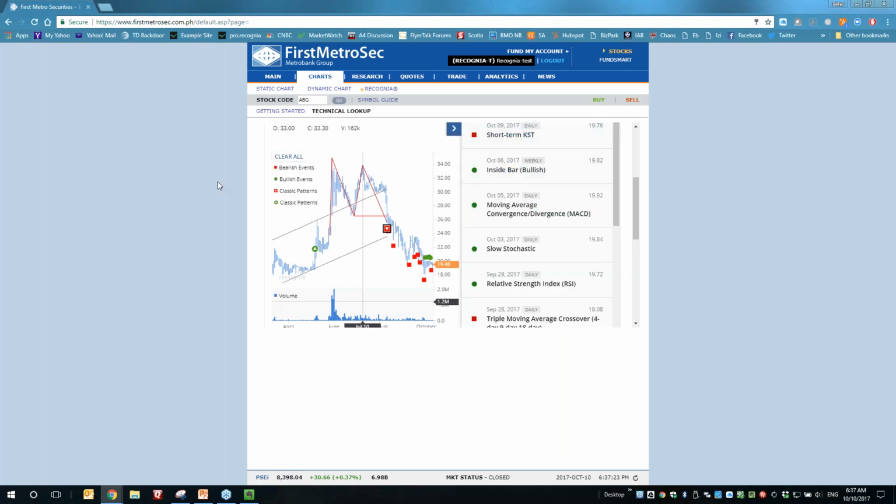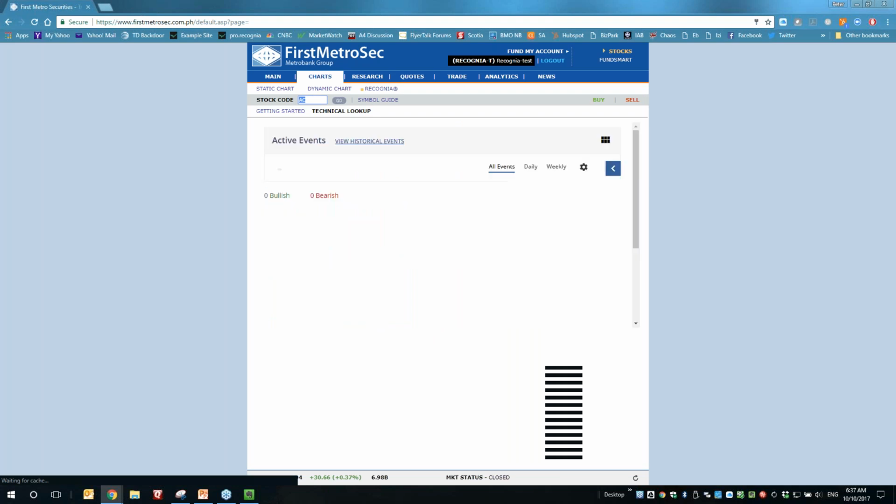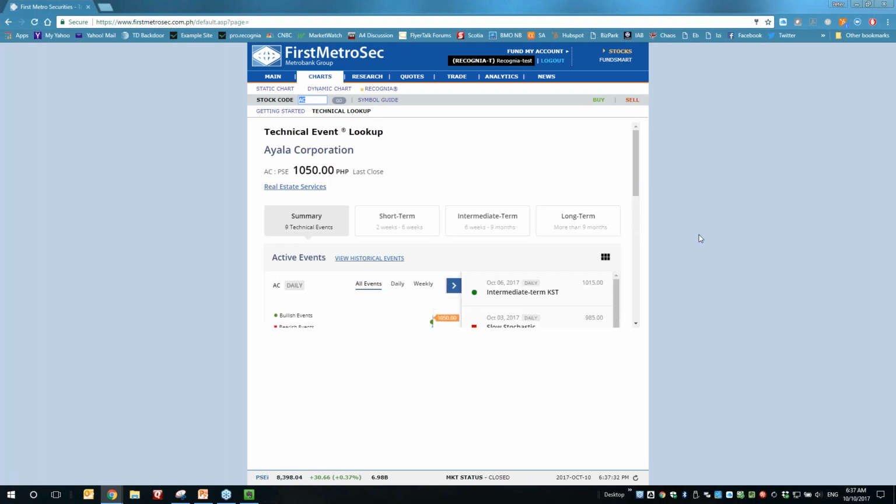Let's take a look at another example. Let's look at one more bullish one, and then we'll take a look at a bearish one or two. So I'm going to look at another stock that I was looking at earlier called Ayala Corporation.